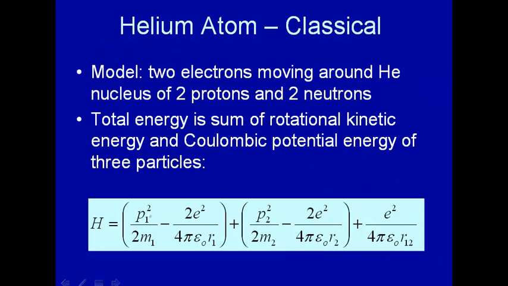So there's the classical Hamiltonian for this model, 2 negatively charged electrons moving around a nucleus that has a +2 charge. Okay, so now we're going to take this Hamiltonian and transform it into quantum mechanics and see what we get.